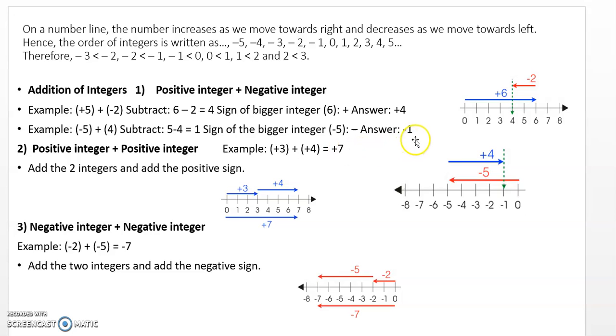Just as the 1 is there, the answer is minus 1. So you have to put the minus sign. If the answer comes in plus, no need to put the sign. It is not necessary to put the sign.